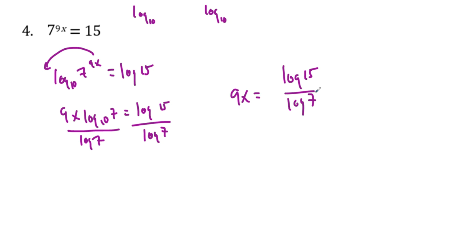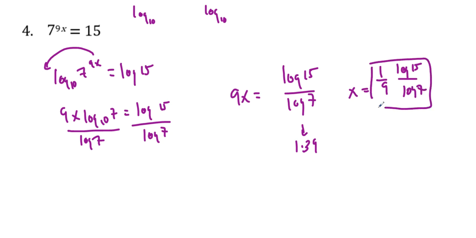So I could put this in the calculator now and get 1.39. I did this on my calculator on my desk. Or better yet, I'm going to multiply by 1/9 or divide by 9, and I'm going to have x is equal to 1/9 times log 15 over log 7. This is a calculator-ready answer.